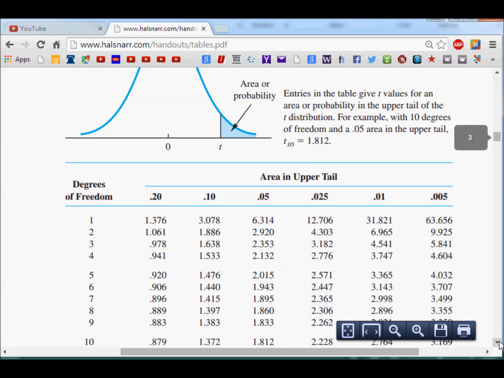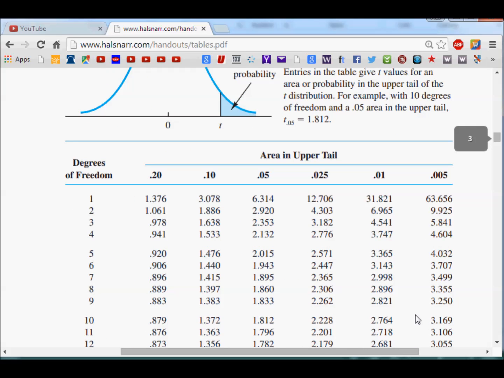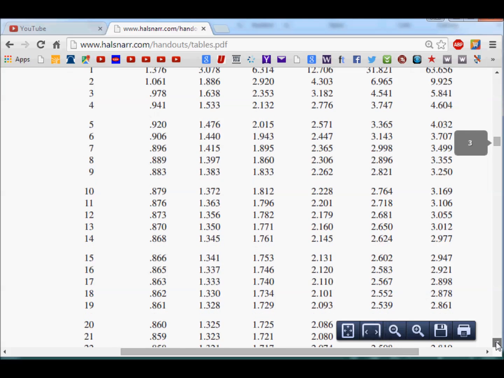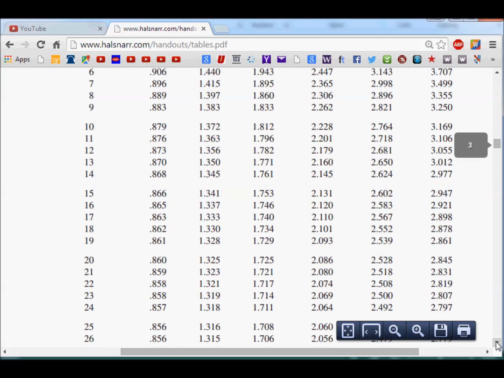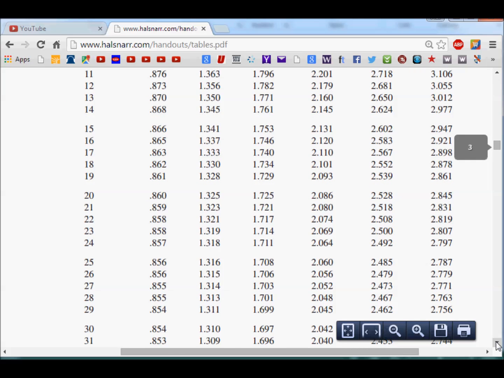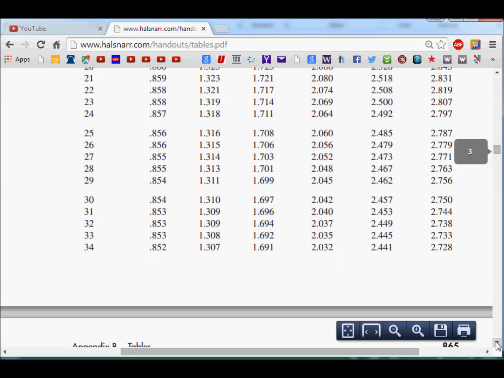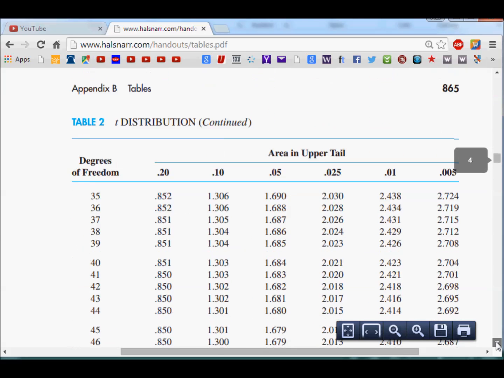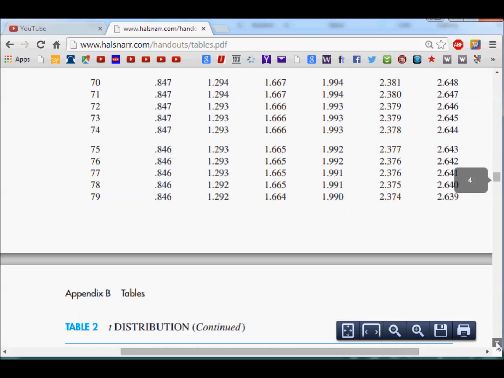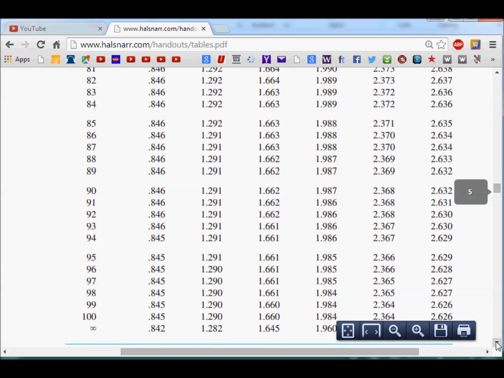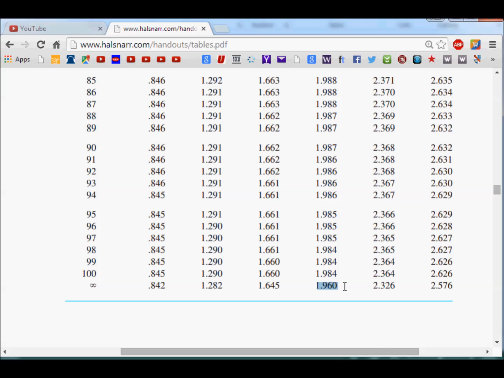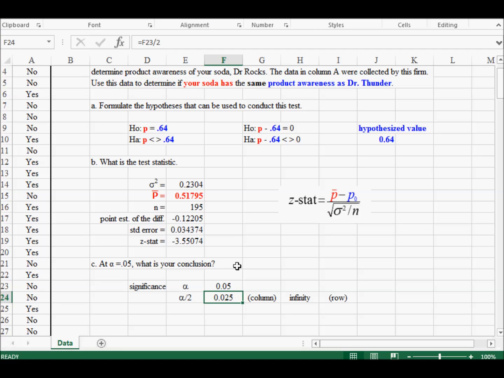And notice in the t table in column 0.025, the t values are around 2, but as the degrees of freedom and the sample size increase, the t values get closer and closer and closer to 1.96. In fact, in the infinity row, the t value becomes z, 1.96. So whether we use the infinity row of the t table or the standard normal table, we get 1.96 as the critical value.